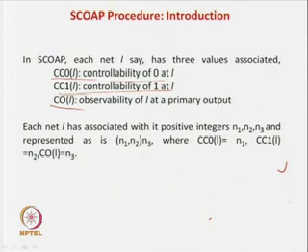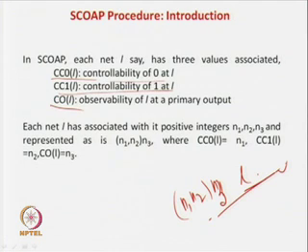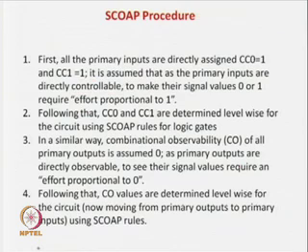Sometimes we use a short notation like N1, N2 and N3 for a net L. N1 stands for CC0 of L, N2 stands for CC1 of L, and N3 stands for the combinational observability at net L. This is some short notation which we sometimes use.